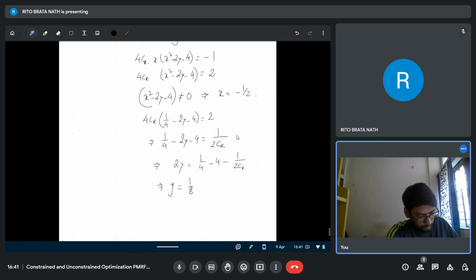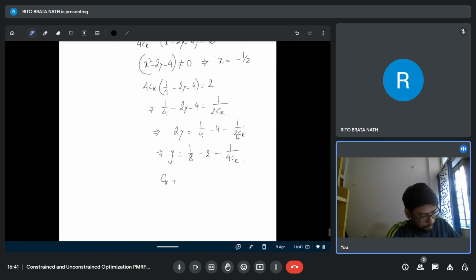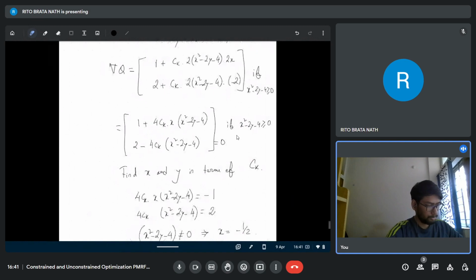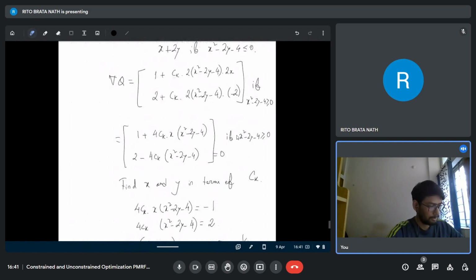So that's okay. So ck tends to infinity will give you minus 15/8. So in this case, x star, y star could be minus half, minus 15/8.